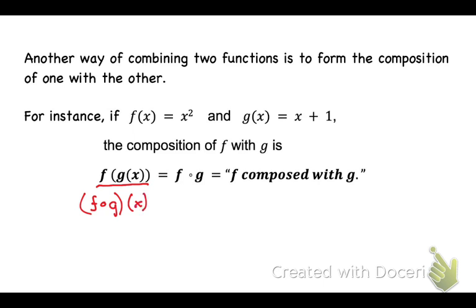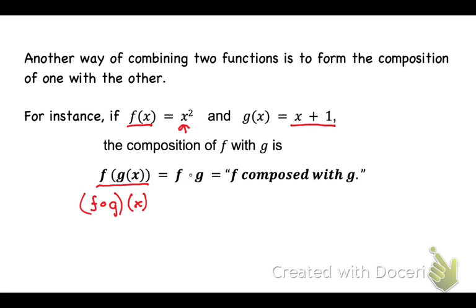And the words we say, that little open circle is not an O, it's not a degree symbol, it's the word composed. So F composed of G. So what that means is I'm putting G into F every time there's an X. So it was F of X. See that? Now it's F of G of X. So that means this X turns into that whole thing.